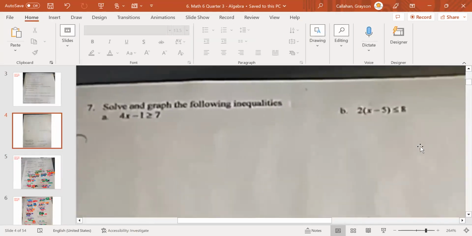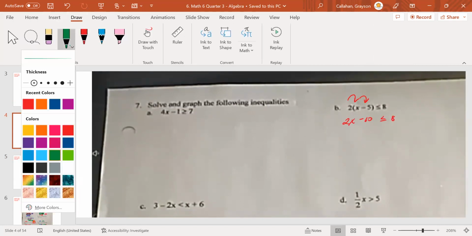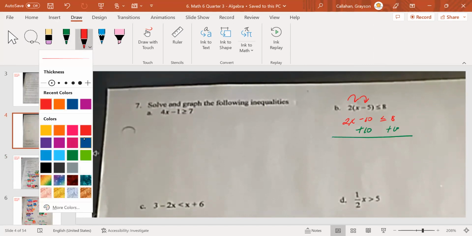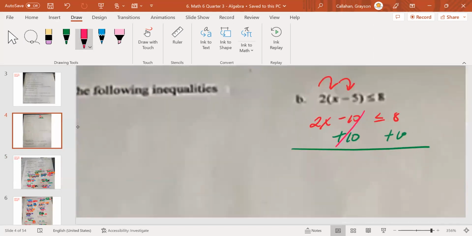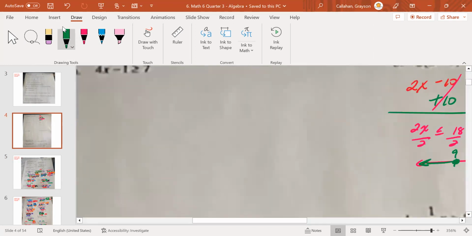All right, so you do 7. A, I'm going to do B because B is a little bit more difficult. First thing you want to do is distribute. So 2x minus 10 less than or equal to 8. Next step, what do you do? That part cancels. 2x is equal to 18, divided by 2. What is x? Right or left? Left, eating the number. Open or close? Yeah, so if I were to graph this, it looks like closed to the left. Does that make sense? Okay.